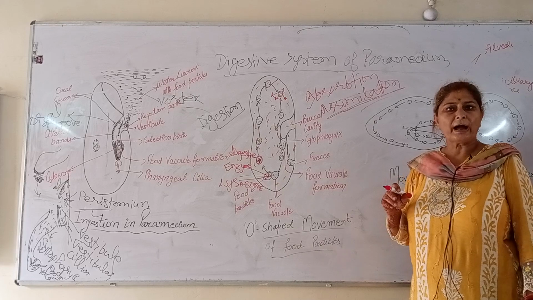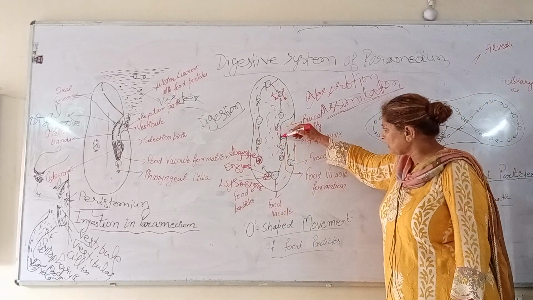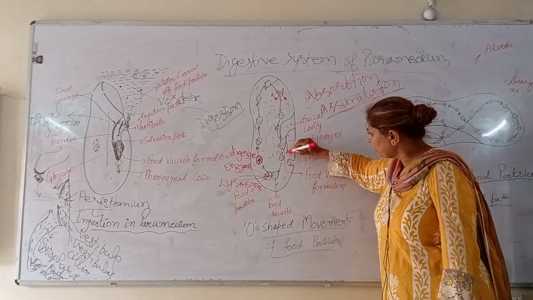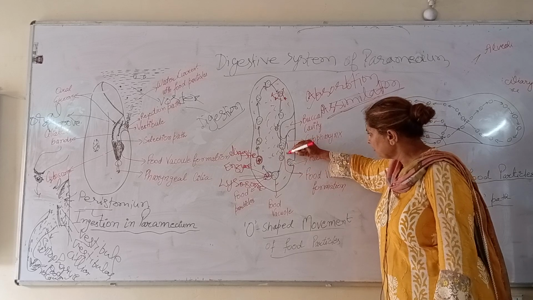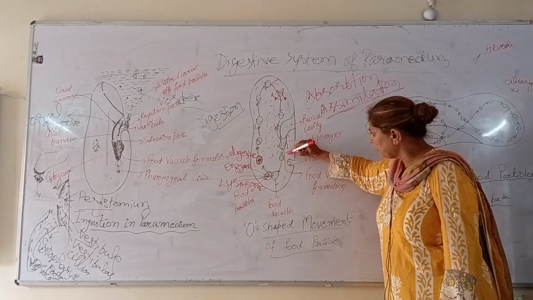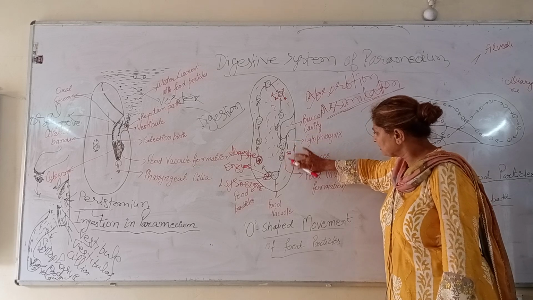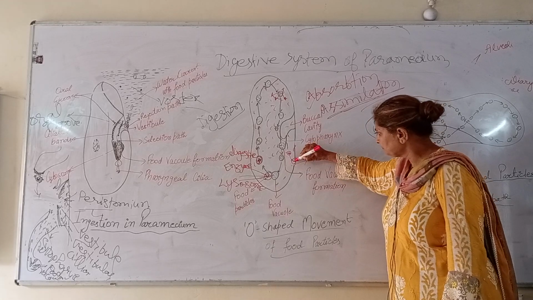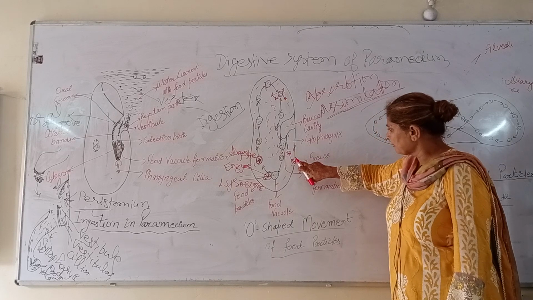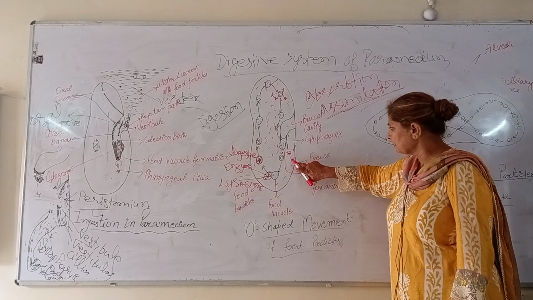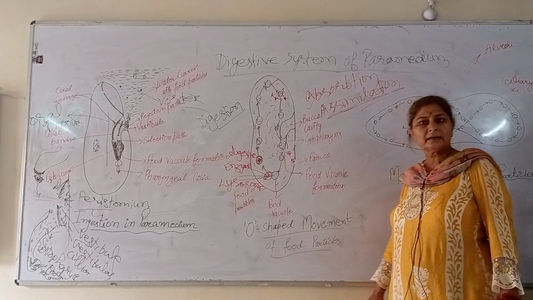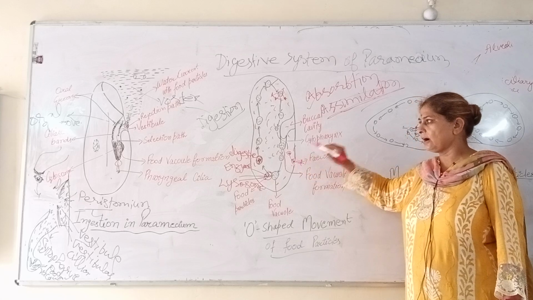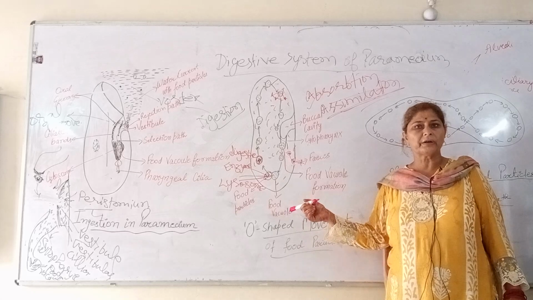The food is absorbed from the food vacuole into the cytoplasm. Now the food vacuole, which is filled with undigested food that remained there, attaches to the plasma membrane. At that side, outside the plasma membrane, it breaks down and the undigested food comes out of the body. This is the one process.